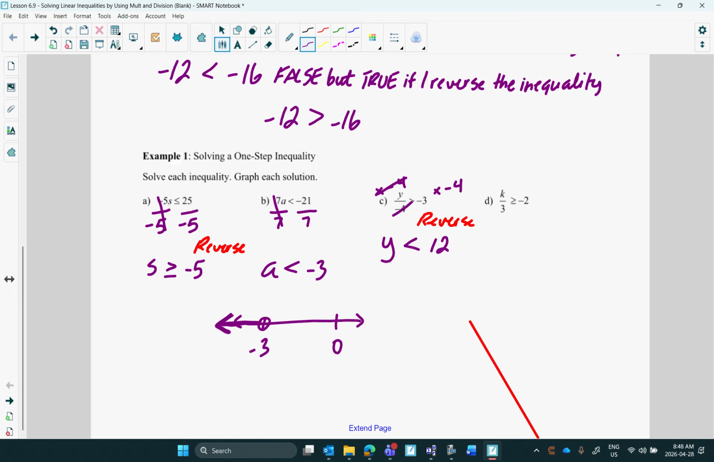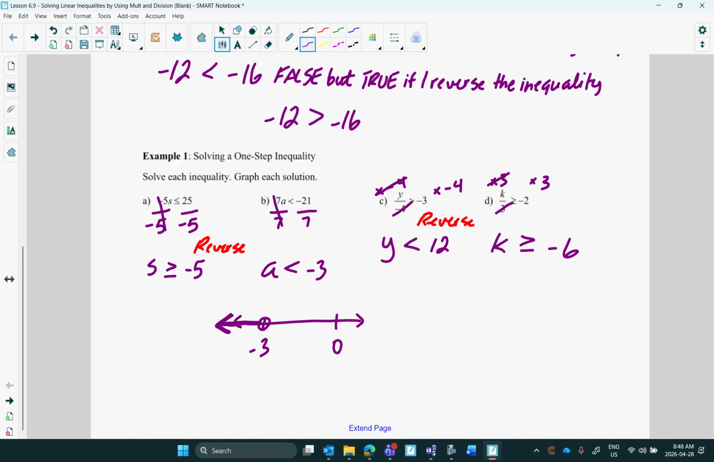And the last one, times 3. Times both sides by 3. So times 3, divide 3, cancel each other out. I'm left with k. Inequality, keep this the same. And then maybe -6. Perfect. Yep. Okay.